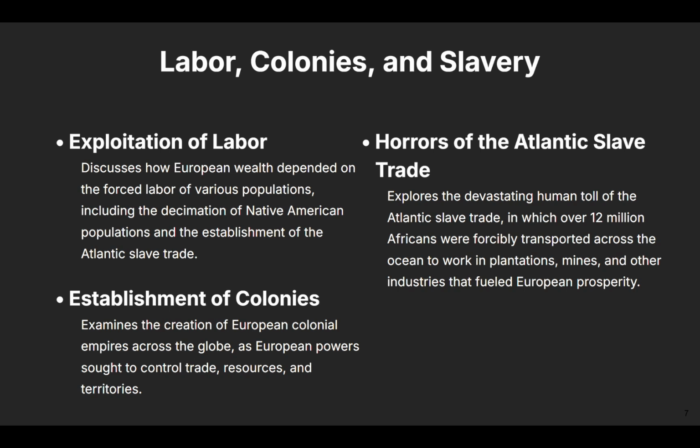What does this reveal about the connection between commerce and morality? It reveals that economic progress can coexist with human suffering. Globalization created opportunity, but built it on exploitation. Under social interactions and organization, this period shows how racial hierarchies and coerced labor shaped the modern world.